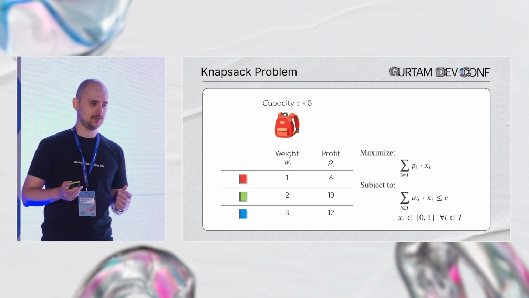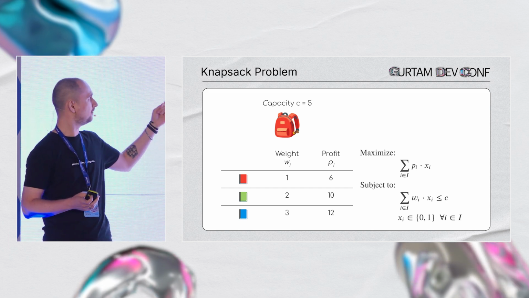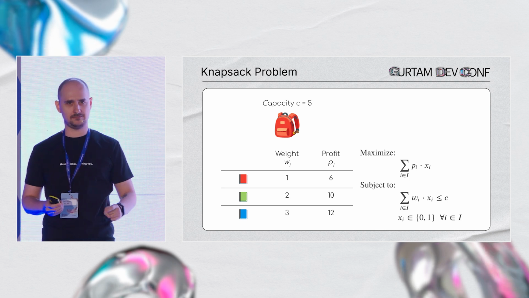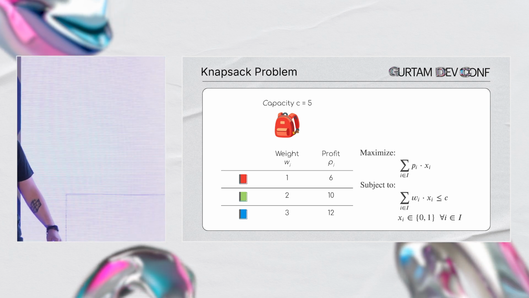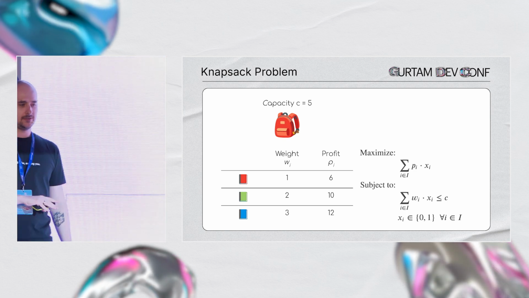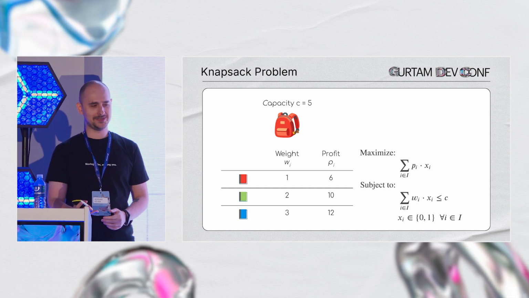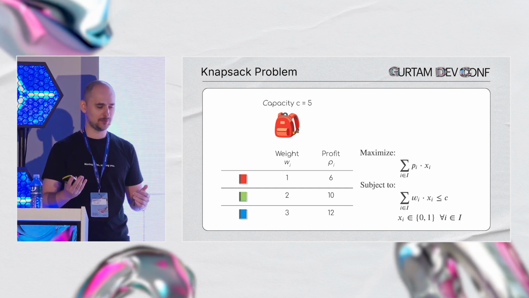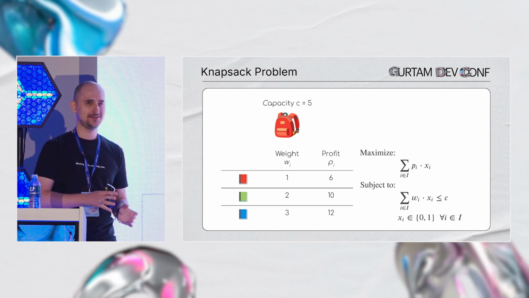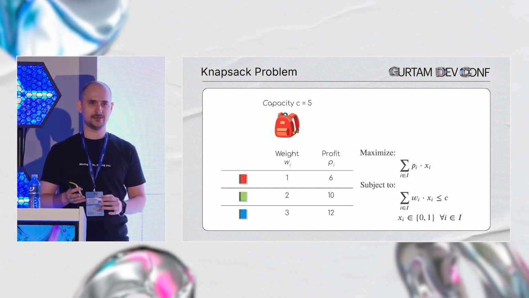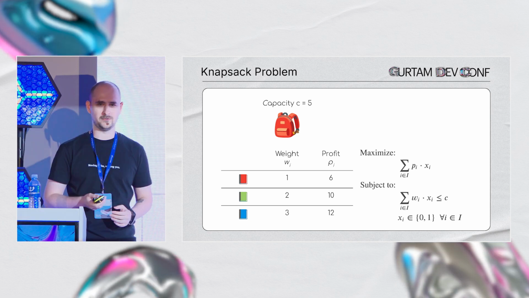For example, let's look at the knapsack problem, where we have a knapsack with some capacity, and we have different items. Each has a weight, and a profit we get if we take this item. So probably it's a problem about stealing. And we need to find a set of items we can take so their weight is within our capacity, and we want to maximize the profit.